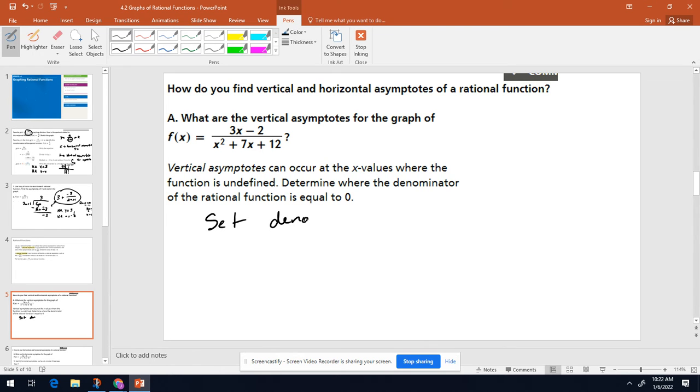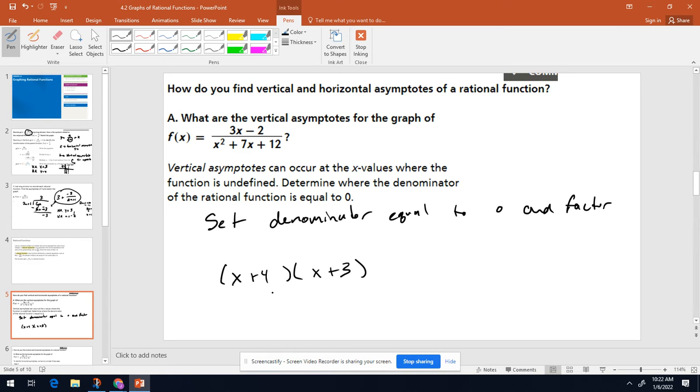We set the denominator equal to 0 and factor. So I'm going to set the denominator equal to 0. I've got x squared plus 7x plus 12. What two numbers multiply to 12 to equal 7? That would be x plus 4, x plus 3, right?